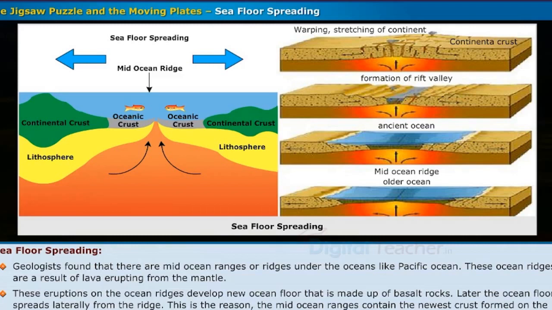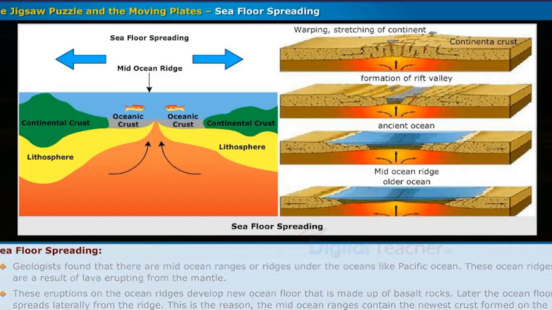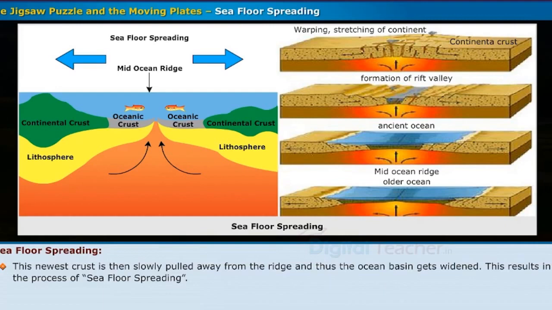Later, the ocean floor spreads laterally from the ridge. This is the reason the mid-ocean ranges contain the newest crust formed on the planet. This newest crust is then slowly pulled away from the ridge and thus the ocean basin gets widened. This results in the process of sea floor spreading.